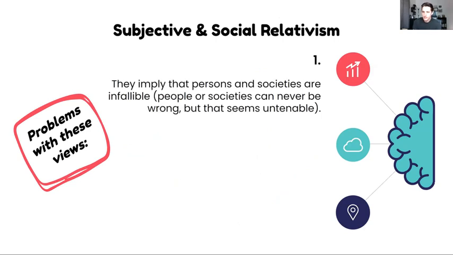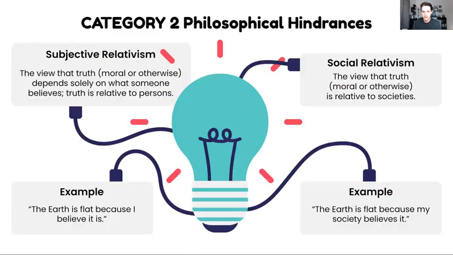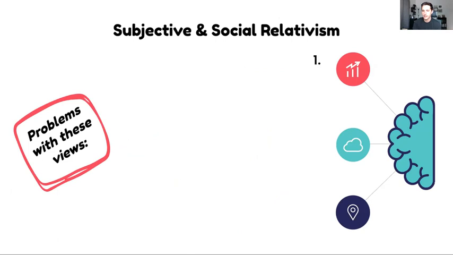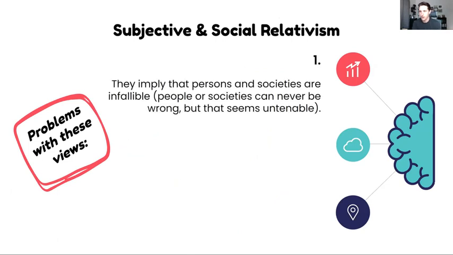They imply that persons and societies are infallible, that people or societies can never be wrong. So if relativism is true, you can never tell somebody that they're wrong, but that seems really untenable, right? Don't we want to say that the people that think that the earth is flat, like that's their opinion, but they're wrong, right? I mean, that seems completely counterintuitive to say that everyone is right and no one is wrong. That seems just really untenable in any deep philosophical sense.